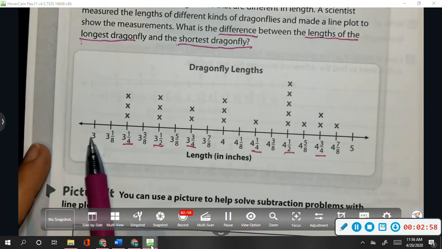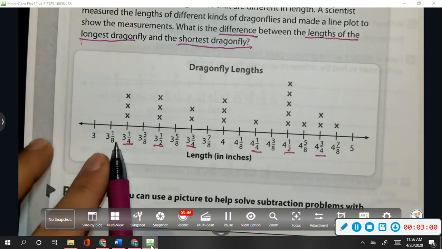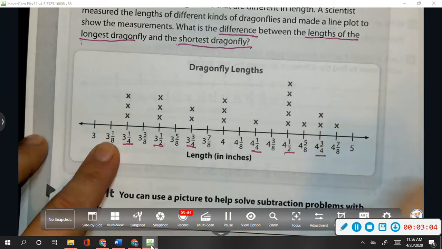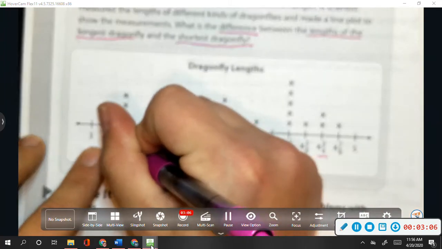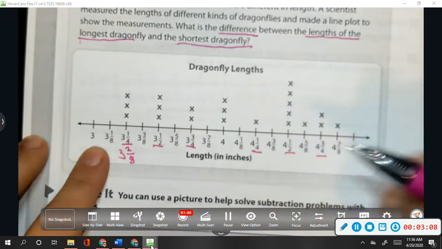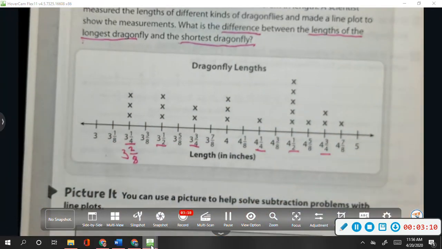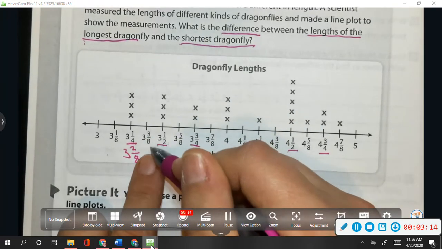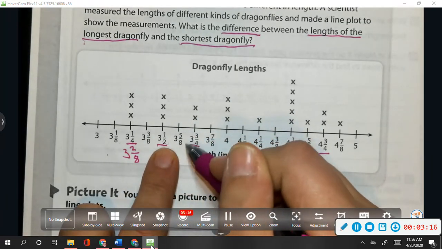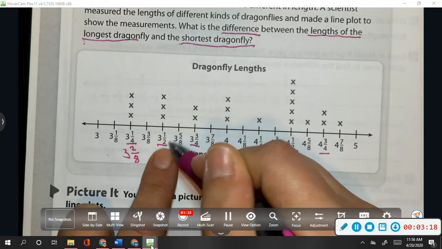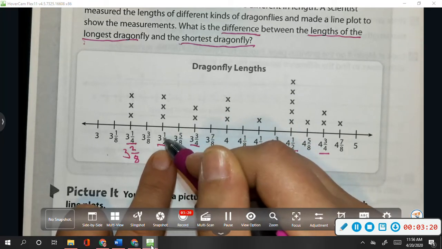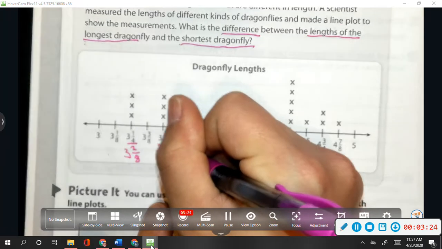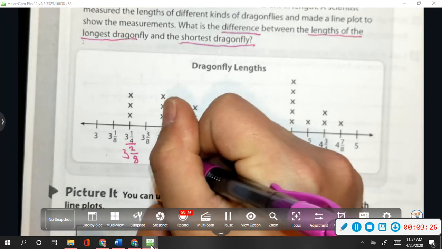So this is 3 and 1/8. Then we have 3 and 3/8 right here. So this must be the same as 3 and 2/8. 3 and 2/8 is equivalent to 3 1/4. Then we have 3/8, and then we have 5/8 over here. So that means this must be 3 and 4/8.